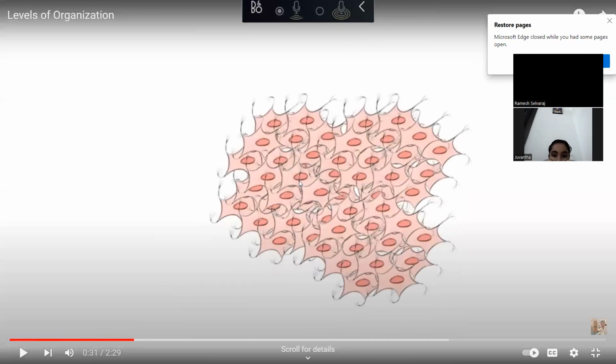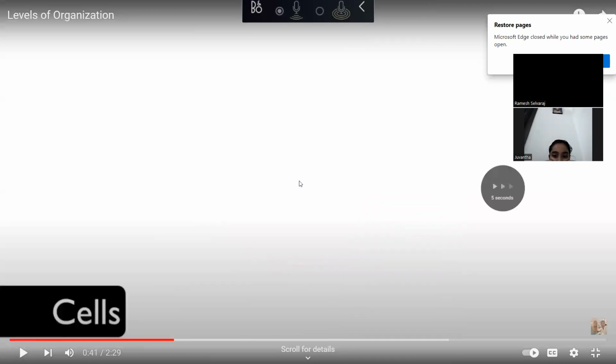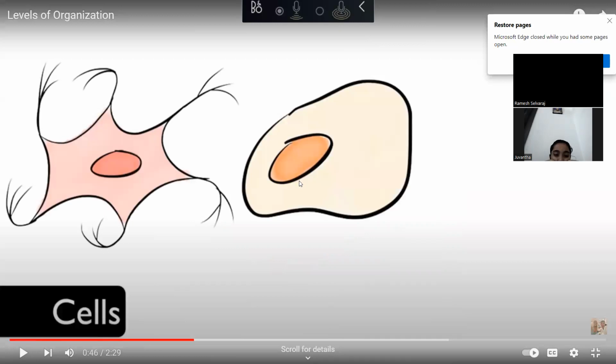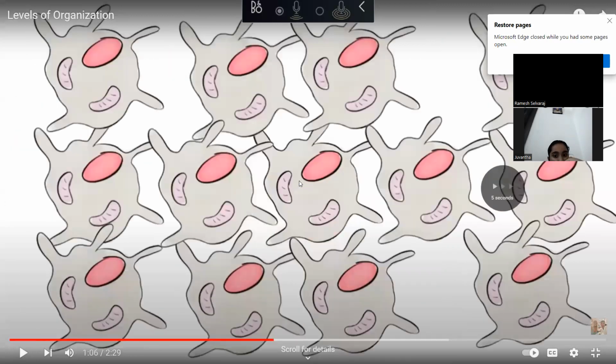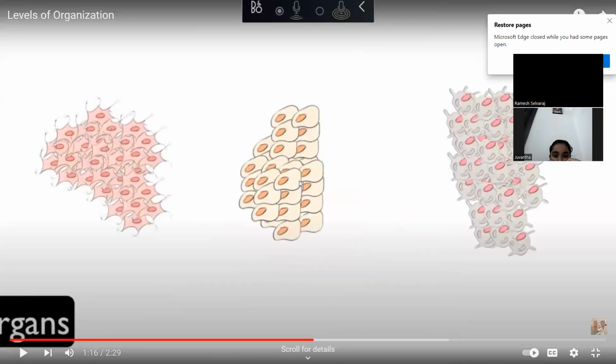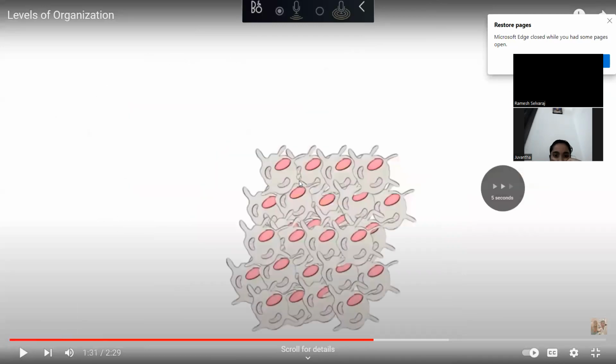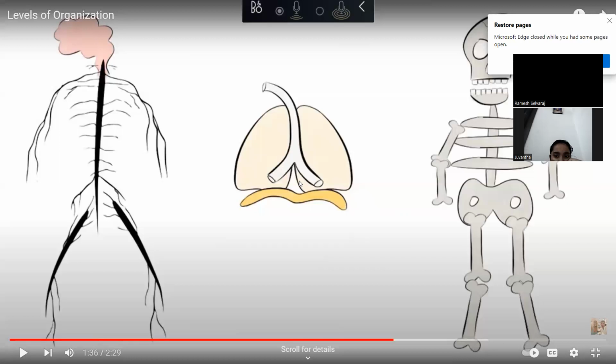And many tissues make an organ. So from cells you get tissue. From tissue, you get the organs. Then organs form an organism, they will call it.